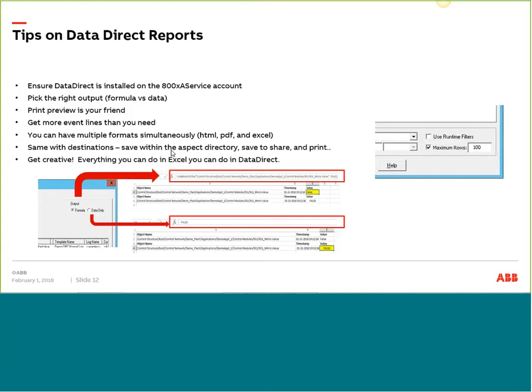Same with destination. When you set it up, you can email it to somebody, you can print it out and save it to a directory. You can do all those things simultaneously. Correct. And get creative, again, so everything you can do with Excel, you can do in Data Direct. So you can pretty much have your secondary sheets, make it all look fancy. A lot of people will bring in all the raw data to one of the sheets and then do some really creative stuff in the charts and graphs and formatting and things. And then just hide the sheets you don't need to see. Okay.